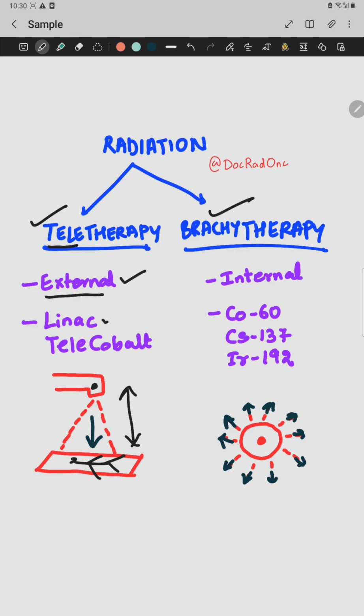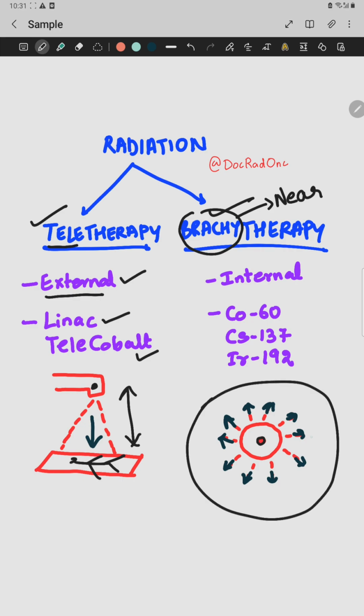For external, you're using either a linac or telecobalt to undergo the teletherapy. Brachy means near. So the treatment source, if this is the treatment source, will be near to the patient, in a body cavity, or anything related to the patient, and the treatment is usually internal. We use sealed sources, for example cobalt 60, cesium, or iridium. So these are the types of sources for brachytherapy.